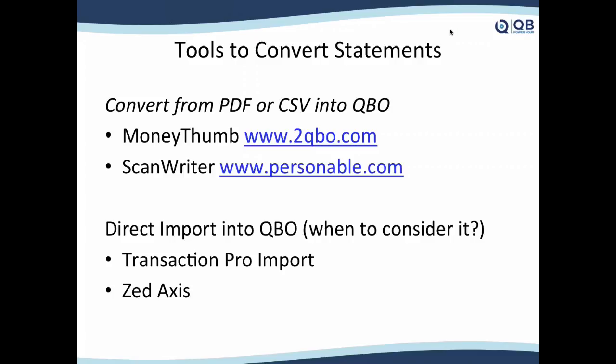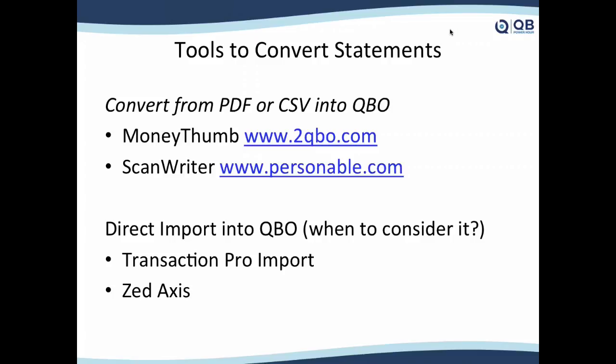Or in the case of a PDF file, I have a PDF bank statement that's a digital PDF or a scanned PDF or a scanned paper statement. I can use either MoneyThumb, which is 2qbo.com, or ScanWriter, personable.com. Check them out. These tools are not inexpensive in any way. Some of these are $1,000 plus, like ScanWriter. Some of these are a couple hundred, like MoneyThumb, and they do different things. So it's good to explore them both before making a decision.